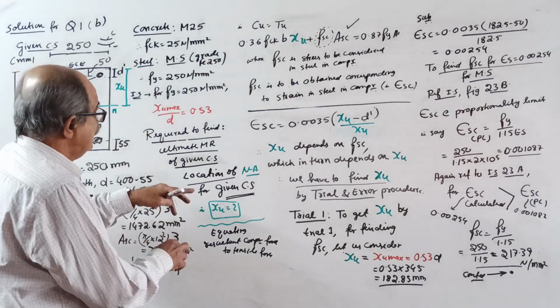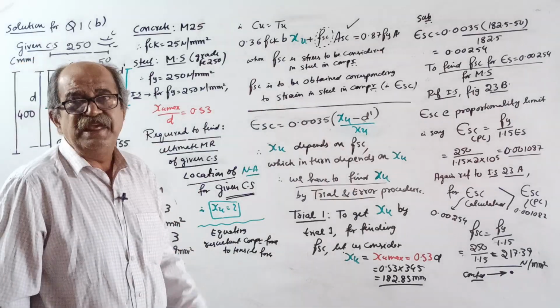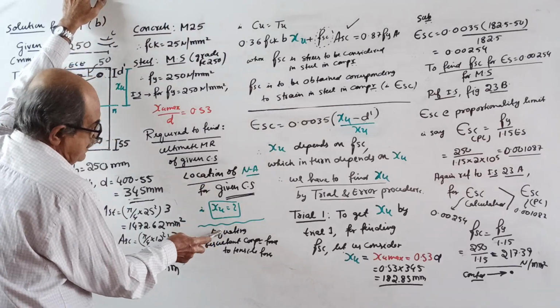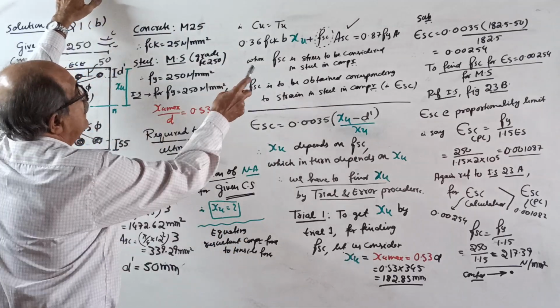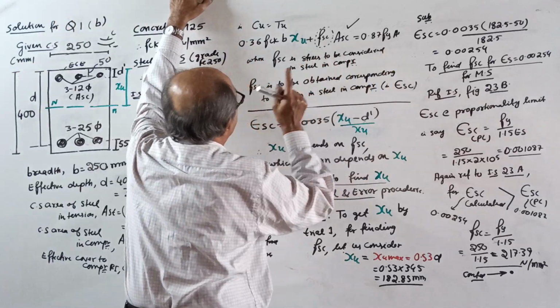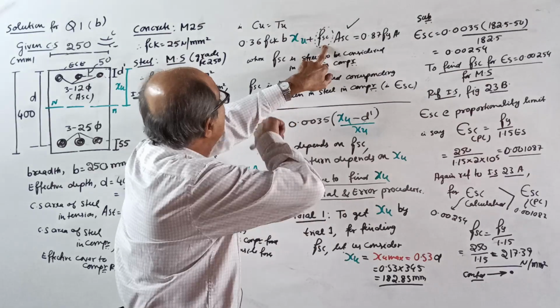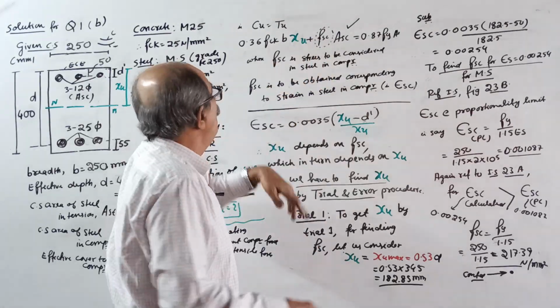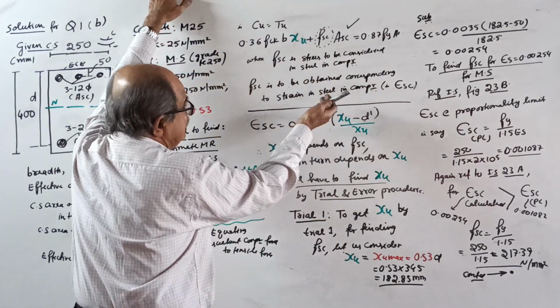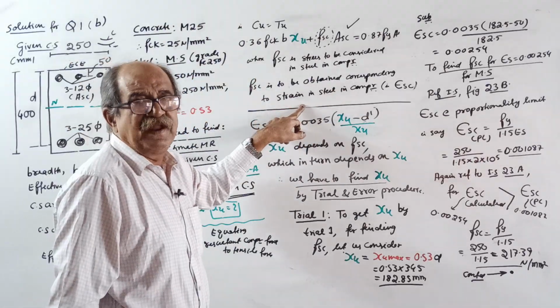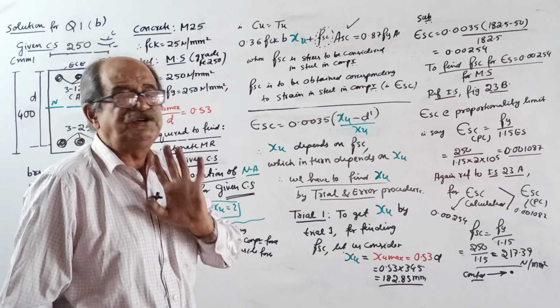Now, you go to the last class, study and come back. Location of neutral axis, XU you have to find. Equate CU to TU. I wrote the equation here. Now, the problem: XU depends on FSC, but FSC in turn depends on XU. This statement is actually written for the last question. I have not changed it. If you want further information, go to the last question.